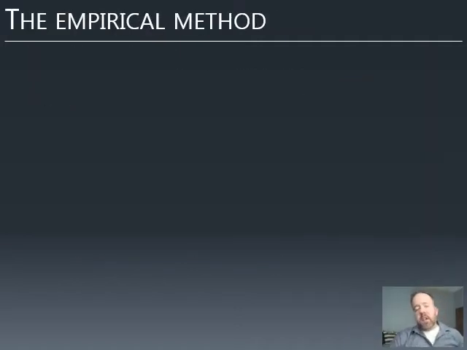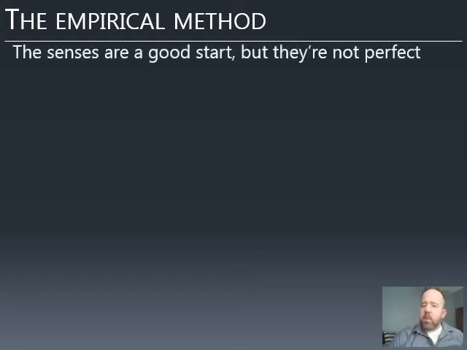Okay, so we've said that the empirical approach uses observation as evidence, and hopefully lots of observation. So how do we observe things? And of course, the most obvious way is just to use our senses to see something or to hear something, and then record our observations. But there's some trouble with that, usually. And that is that the senses are a fine start, but they're far from perfect for a number of reasons.